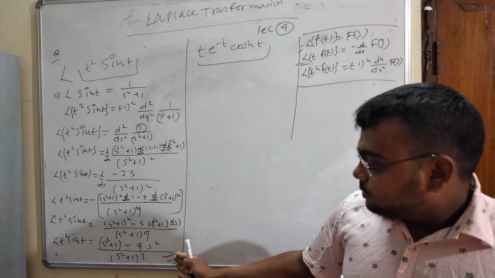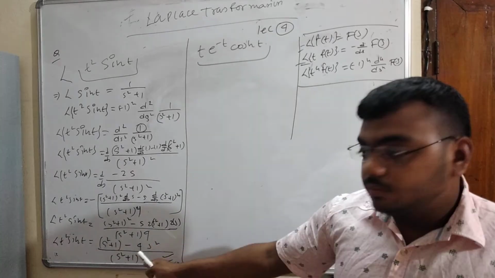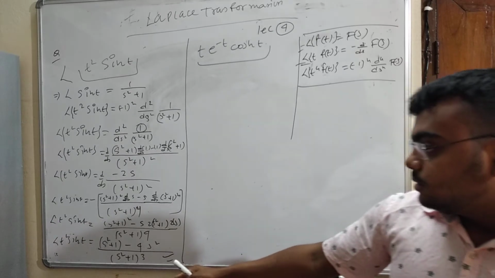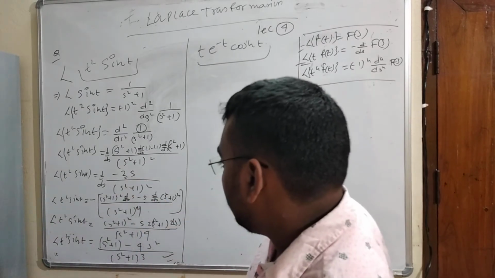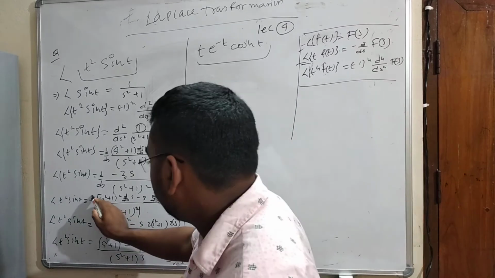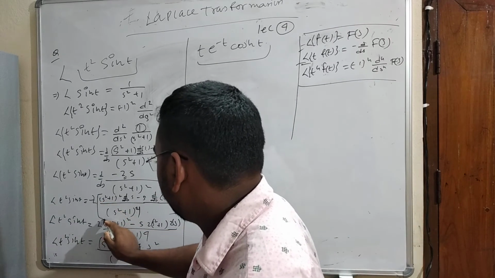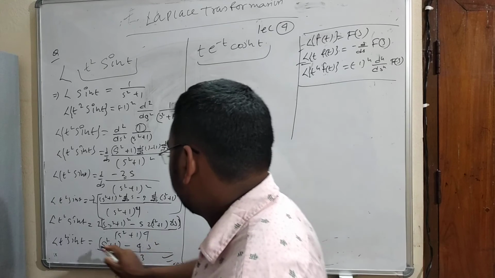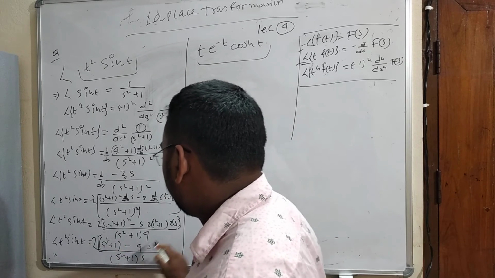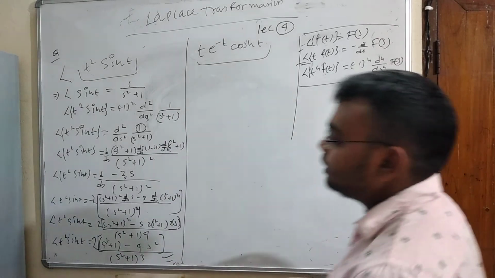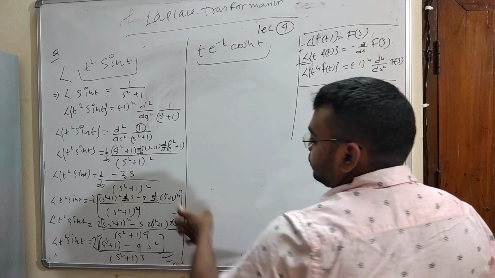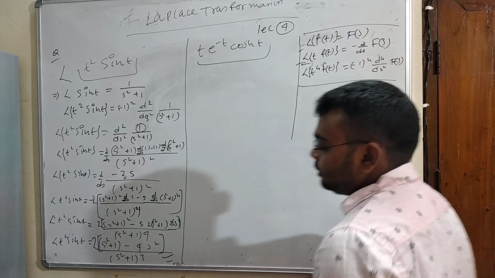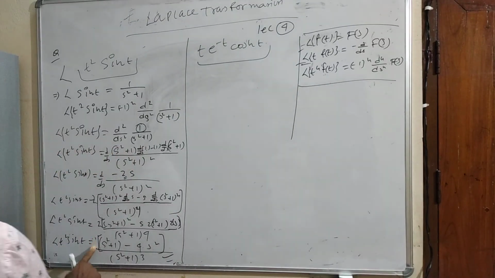3s square minus 1, isn't it? And here it is 2, isn't it? Here it is 2. I forgot to write 2 here, so you need to multiply 2 here. So 2 multiplied by this, and then you get the perfect answer. I just forgot to write 2 here, so multiply 2 with this full function, and you get the answer. It will be 2 times that. Okay.